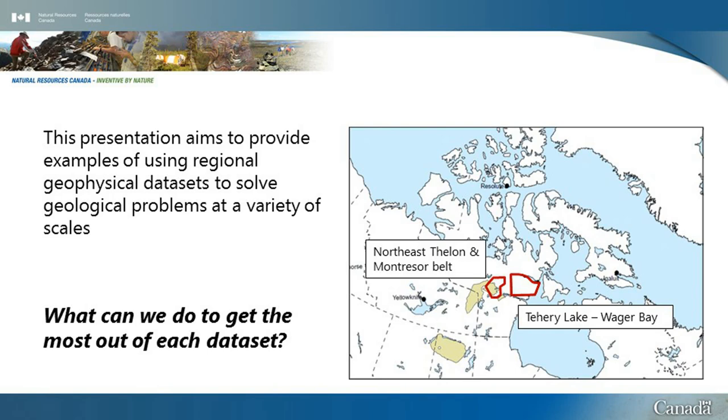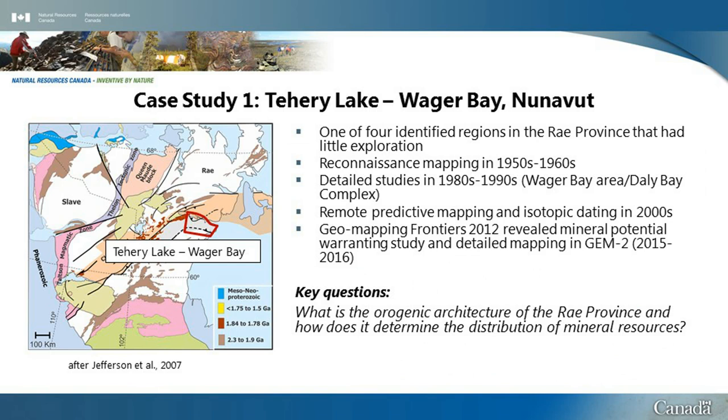The first area I'm going to talk about is the Tehery Lake-Wager Bay area in Nunavut. It was one of the four regions in the Rae province that had very little historical exploration. There was some reconnaissance mapping done in the 50s, which essentially said that everything was granite, and then some more detailed studies for a national park that's near there, as well as the Daly Bay complex. And then recently there's been more remote predictive mapping and some dating that was done in the early 2000s.